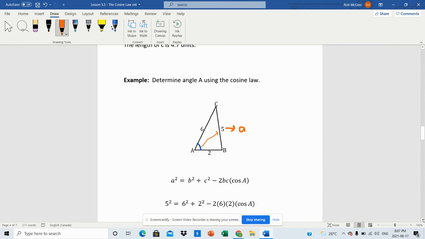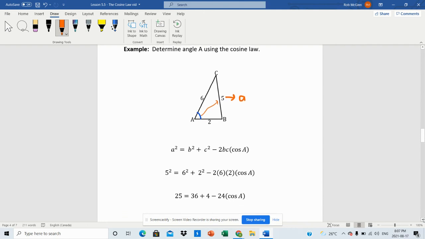Well, we know a is 5, so that's 5 squared equals 6 squared plus 2 squared, minus 2 times 6 times 2, times the cos of A. Now, just like we did before, we're going to go through and start to solve this. What we'll find out is 5 squared is 25, and that equals 6 squared, which is 36, plus 2 squared, which is 4, and minus 2 times 6 times 2, which actually works out to minus 24. And all of that's multiplied by cos A. So minus 24 times cos A.